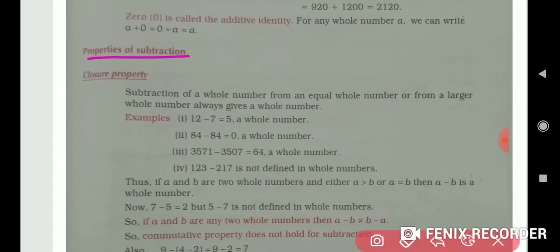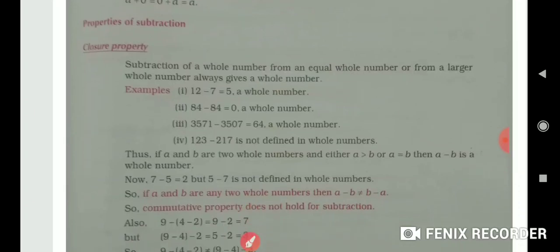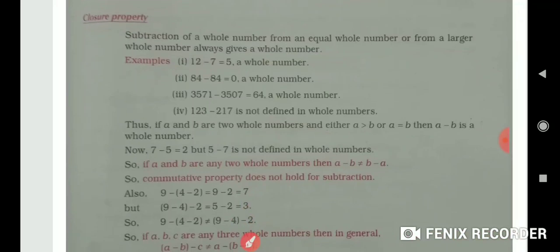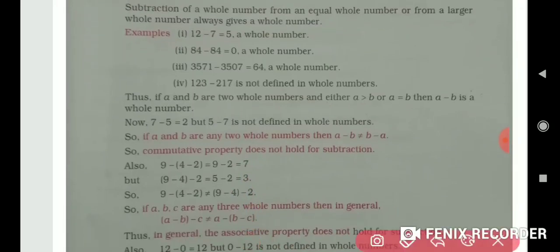Now next, properties of subtraction. In subtraction, only one property is applicable, that is closure property. When you have to simply subtract any two whole numbers. Just see 12 minus 7 equals 5 and 5 is a whole number. And here in subtraction, the commutative property as well as the associative property is not applicable. Once again, in subtraction, the commutative property and associative property is not applicable. Now you will say why.